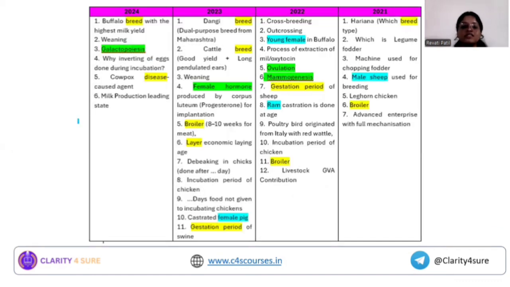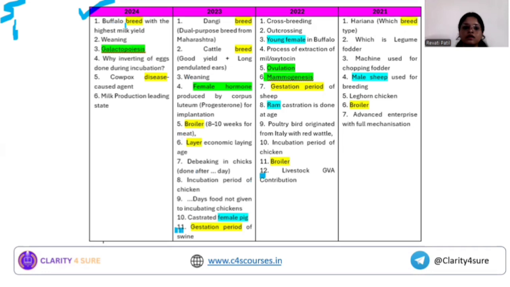Now let's see the MCQs from the last 4 years. As I said, there are on average 5 to 6 MCQs each year. Here you are seeing 11 and 12 because these are combinations of MCQs from 2 shifts, evening and morning. So on average there are 4 to 5 MCQs from animal husbandry in each shift. Let's start with 2024.